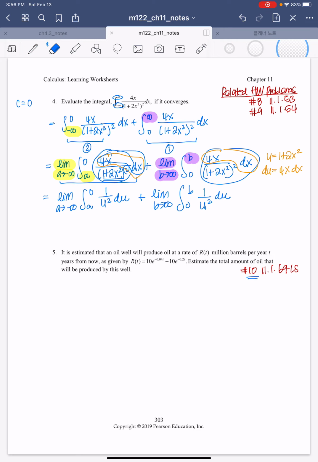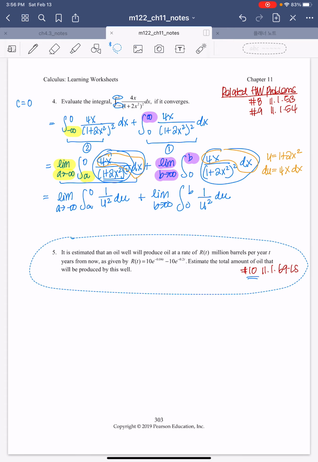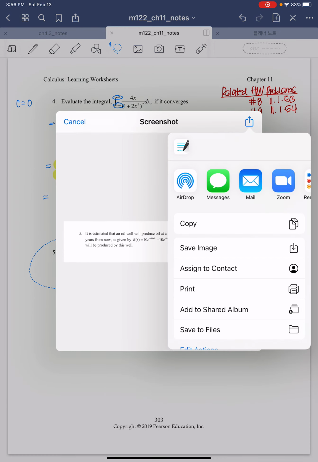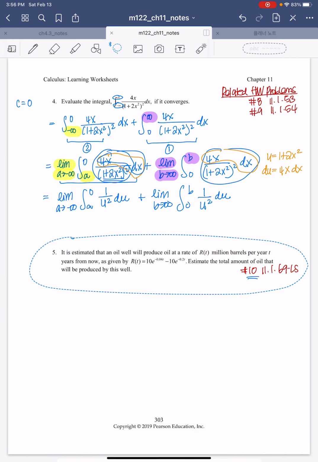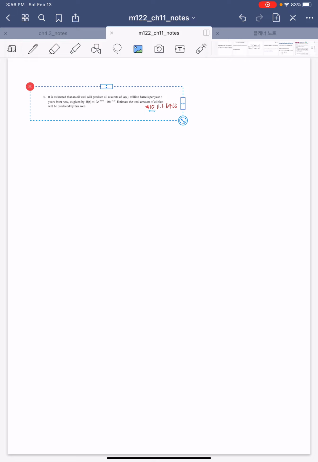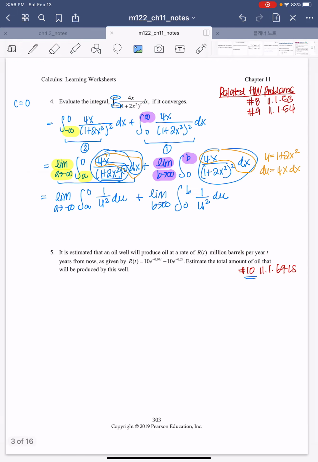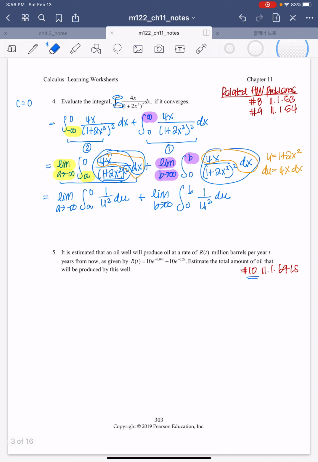Now I'm going to move this problem to the next page so we have space. And I will erase this.